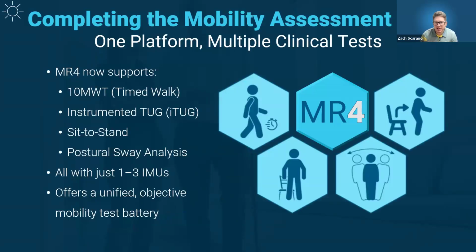And of course, with the addition of the 10-meter walk test, we also complete a powerful mobility assessment suite inside of MR. And so users can now perform multiple tests: timed walk, instrumented timed up and go, sit to stand, postural sway assessments, all using just 1 to 3 sensors. And so this positions the MR software as a one-stop platform for all of these mobility evaluations.